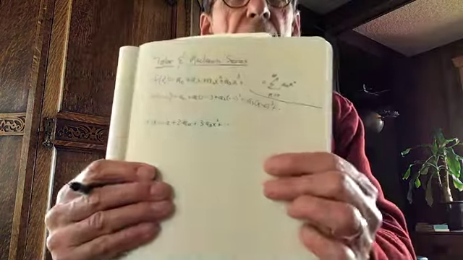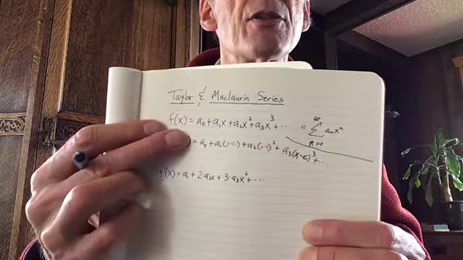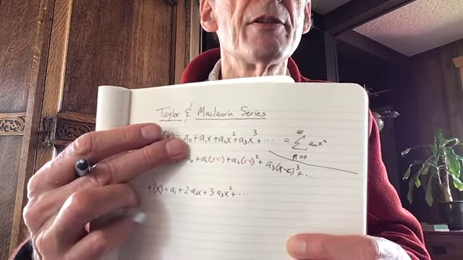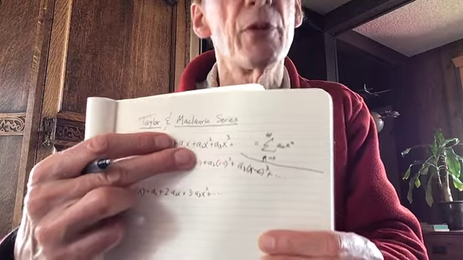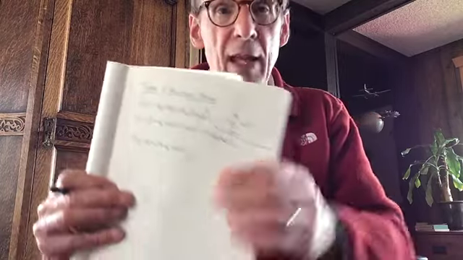So f prime of x is a1 plus 2 times a2 times x plus 3 times a3 times x squared, and then we're going to continue in that same pattern, and that's just taking the derivative. Derivative of a constant is 0, derivative of a1 times x is a1, derivative of a2 times x squared is 2 a2 times x. Same old derivatives, we're just going to do an infinite number of them, okay?